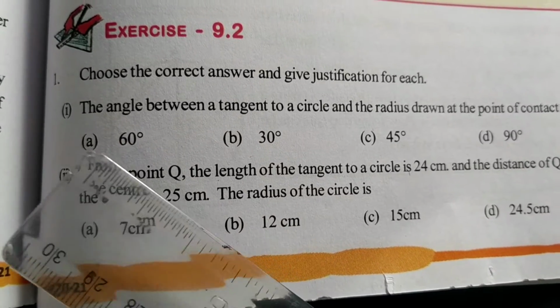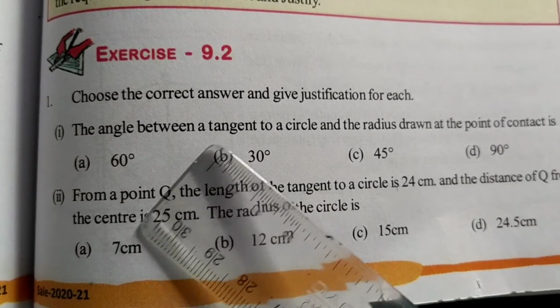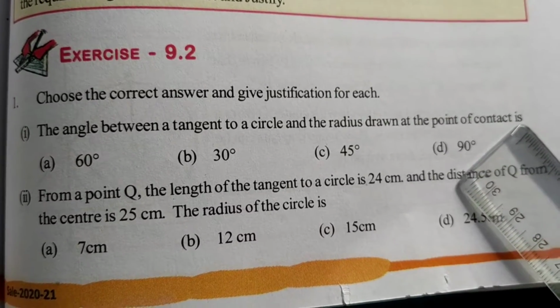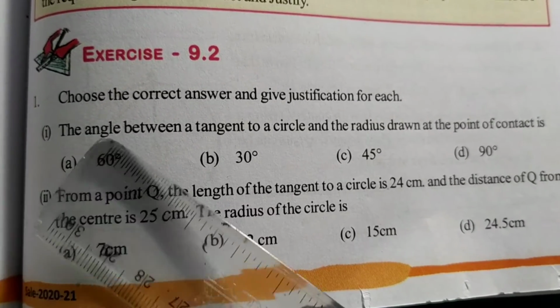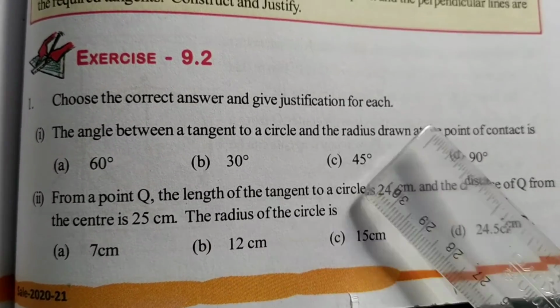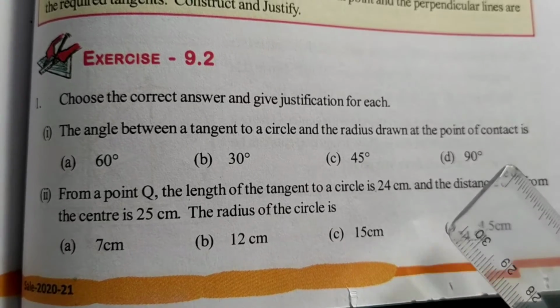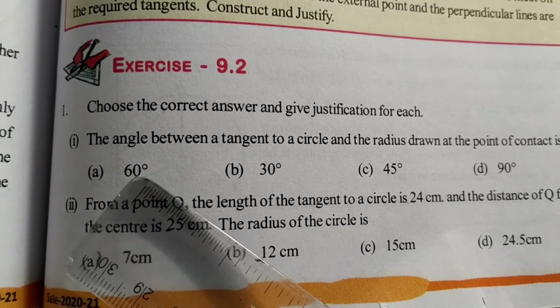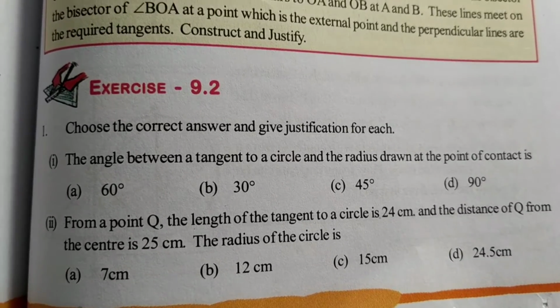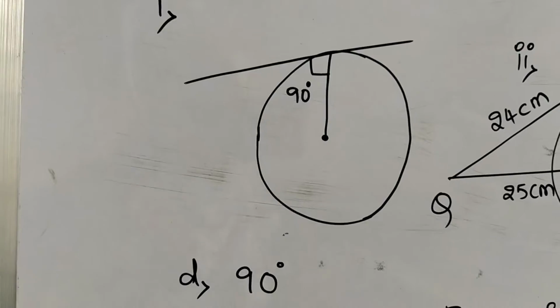So first, see the first question. The angle between a tangent to a circle and the radius drawn at the point of contact is. Here we have to say the angle between a tangent to a circle and the radius at the point of contact is how much. So here the options are given: 60, 30, 45 and 90. Let us see the diagram for this.